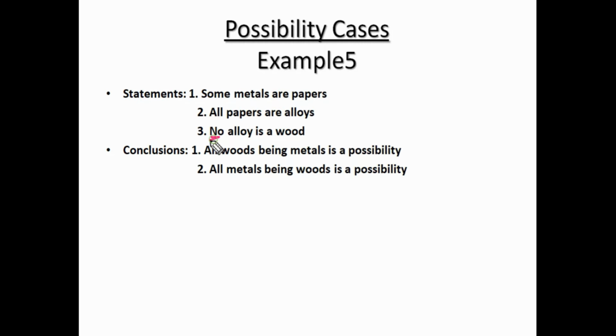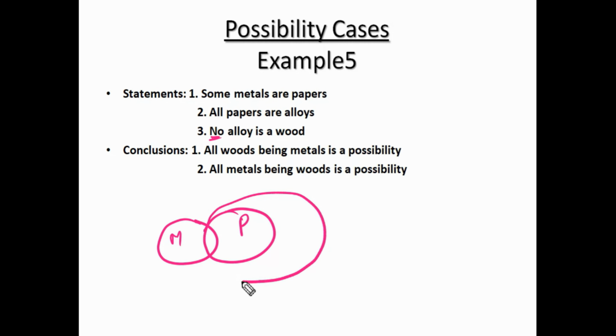Okay, right. Next example. Here there is a negativity, so better draw the diagram. Some metal are papers. All papers are alloy. No alloy is wood. There should be no intersection between alloy and wood in any possibility. Okay. Now see the conclusions.